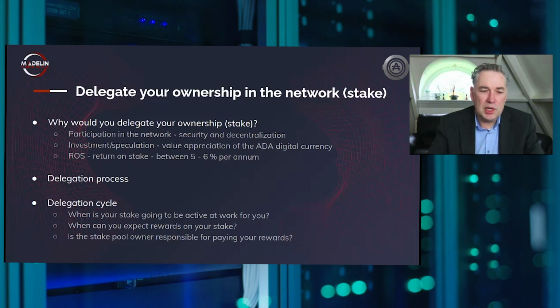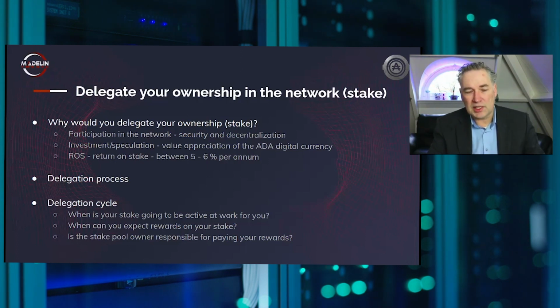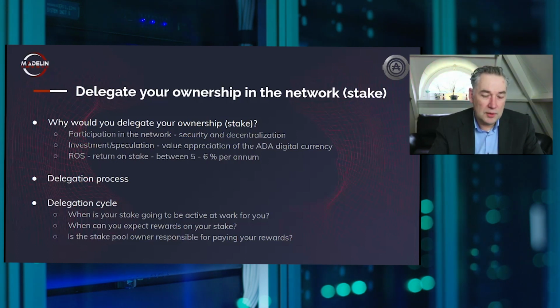Another reason could be that you like to invest or to speculate on the value increase of the underlying digital currency. For example, now the return on stake on your ADA is between 5 and 6% per annum. And if the value of the cryptocurrency increases, you're getting, next to this 5-6%, of course, the increase in value on your ADA.